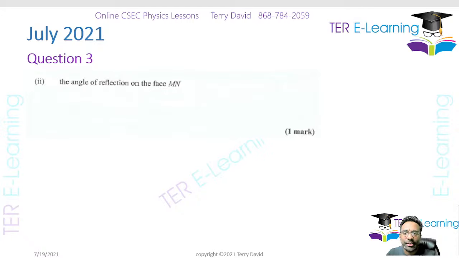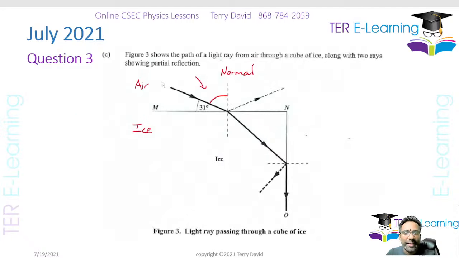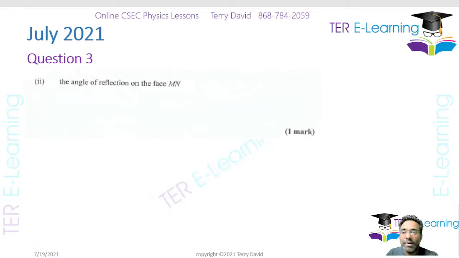Next thing they want: determine the angle of reflection on the face MN. Now look at the face they're talking about here. This is M, this is N, and it's being reflected. Let me use a different color. This here, we just worked out, we got 59 degrees. According to the laws of reflection, this angle here also has to be 59 degrees. So that's not even a calculation. The answer is 59 degrees, and there's only 1 mark they gave for that. So my angle of reflection here is going to be 59 degrees. That's it. 1 mark for that.